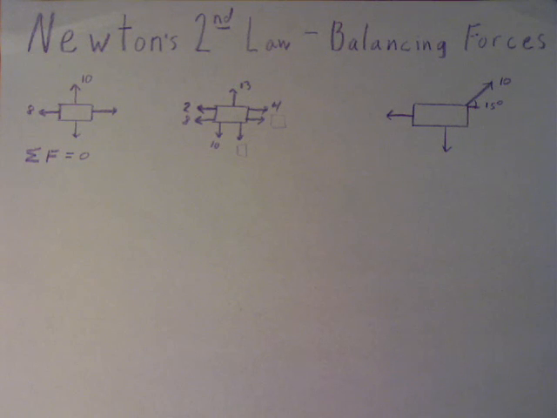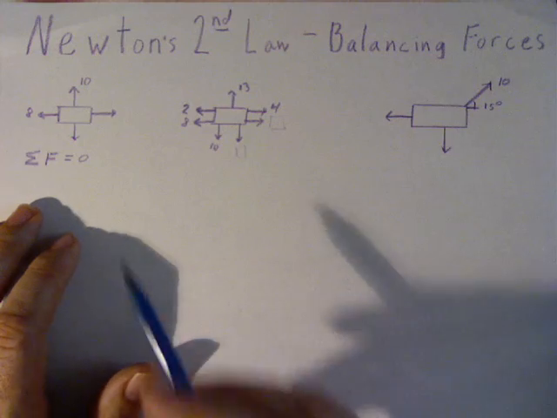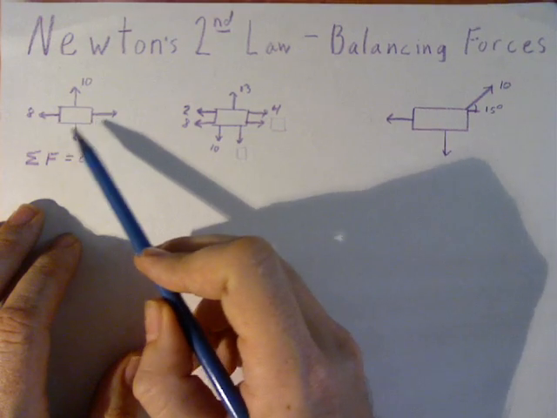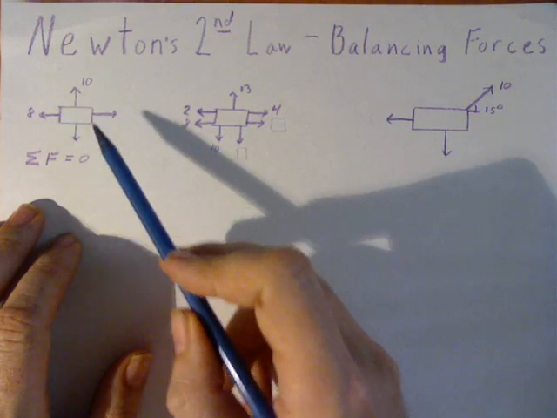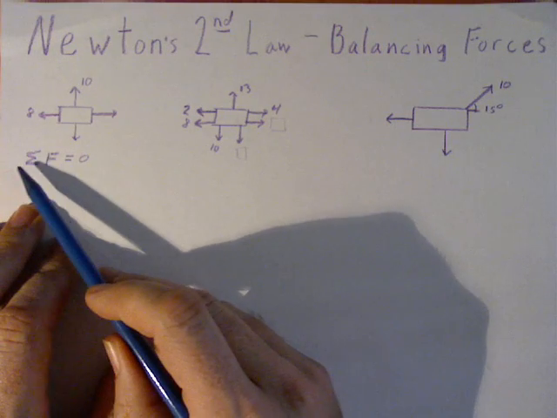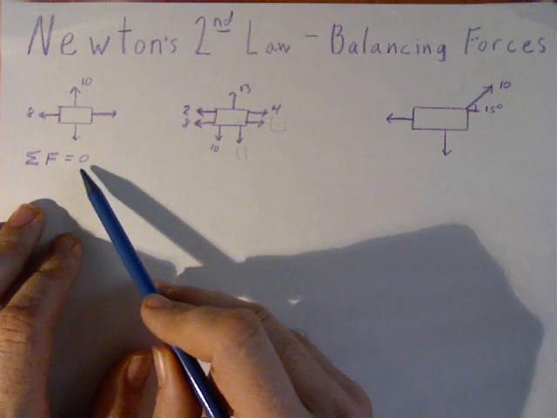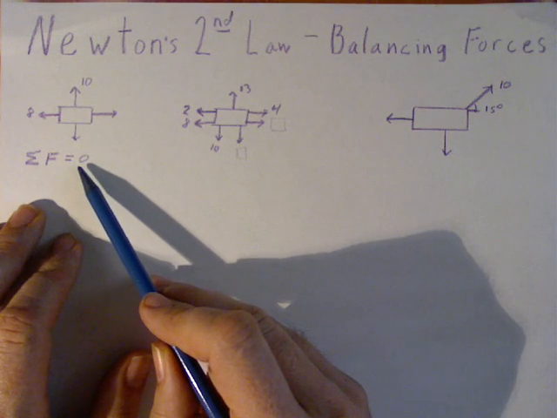In this problem, we're going to examine Newton's second law and how we balance forces. In our first example, we'll look at a box with 4 forces acting on it. In this example, the summation of the forces, well, sigma means summation, just means you add all the forces up. The summation of the forces equals 0.